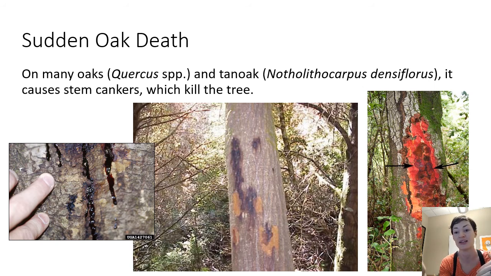Whereas in a tan oak, it kills the tree by forming the stem cankers, but it also causes a blight on the leaves, and that's how it spreads. So it's kind of a double danger with the tan oaks.